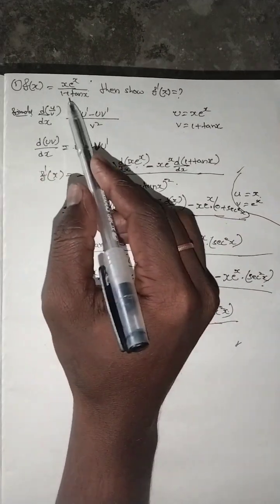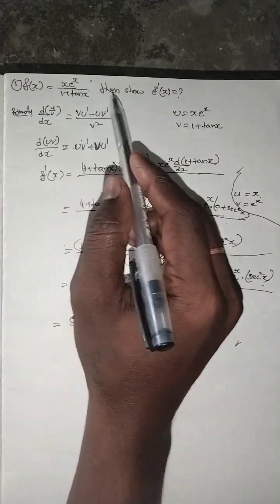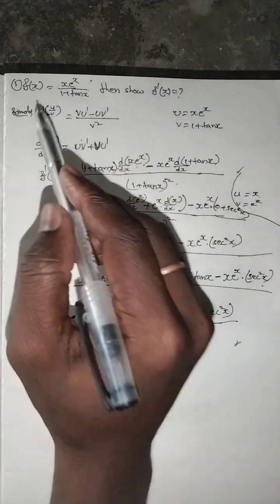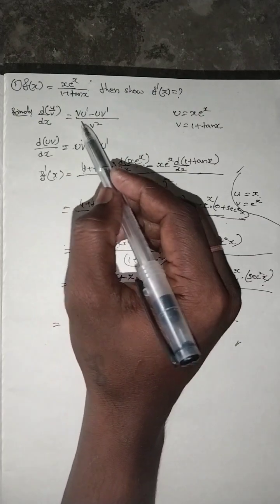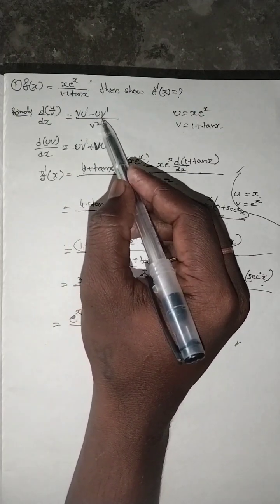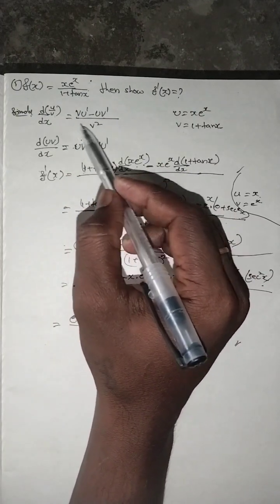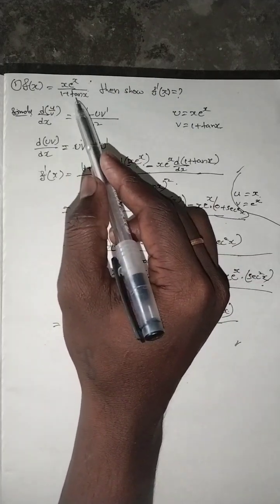Our question is f of x equal to x into e power x by 1 plus tan x, then show f dash of x equal to how much. We have the formula for the derivative of u by v form: (v u dash minus u v dash) by v square. We have to use this when it is in u by v form.